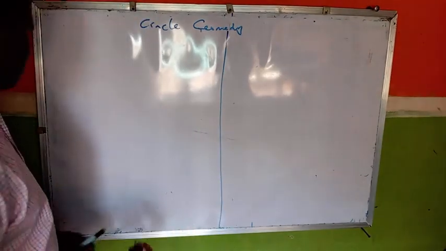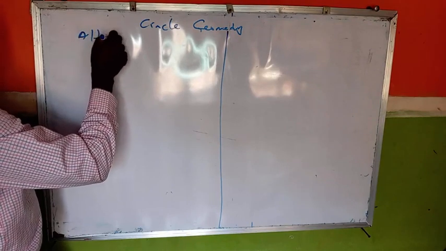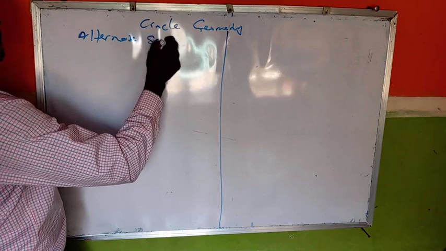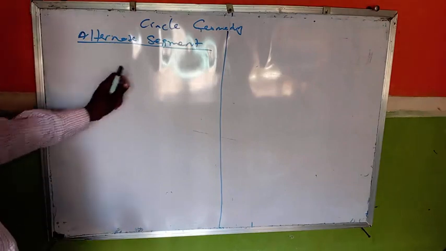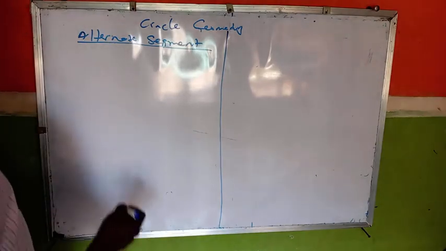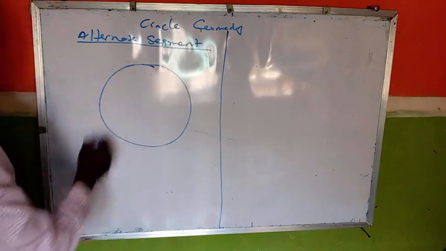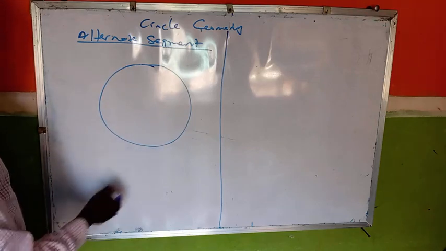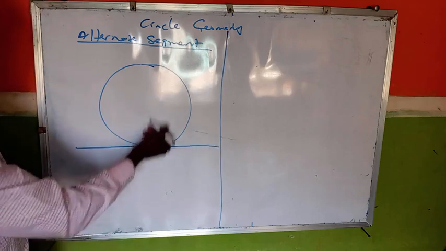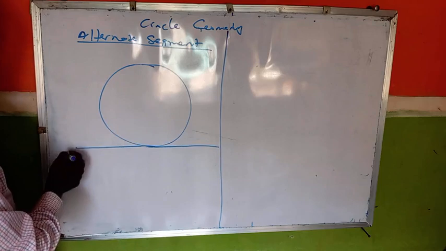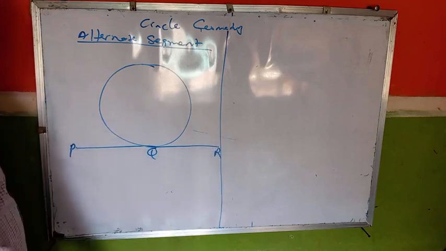Here we want to prove another theorem which we call the alternate segment. Now, I told you about segments the other time. Here you have a circle, and in the circle there is a tangent. This is what you call a tangent, a line that touches the circle. If you can, just label it, maybe you can label this one as PQR.